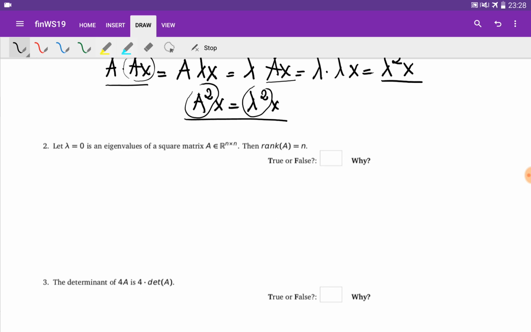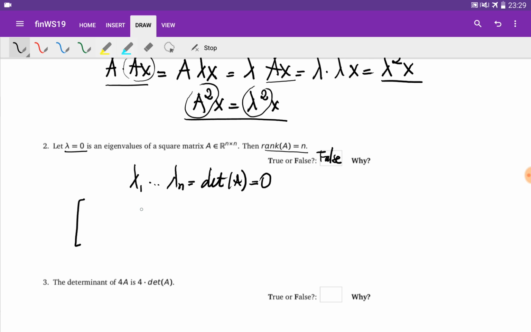So question number 2: if lambda is equal to 0, then the rank of the matrix is equal to n, which is false, because the multiplication of all the eigenvalues is equal to the determinant of the matrix, and if one of them is equal to 0, it means that the determinant is equal to 0. It means that the matrix has dependent columns. We know that the rank is the number of independent columns, right? So this is going to be less than n if the determinant is equal to 0. Or we can just give a counterexample.